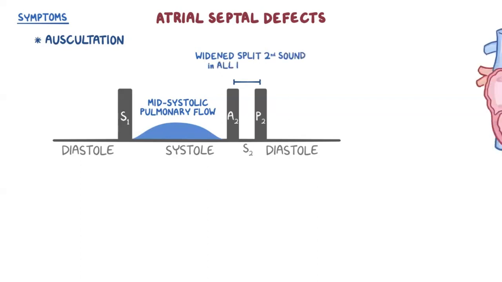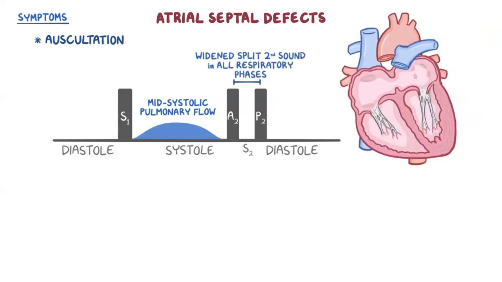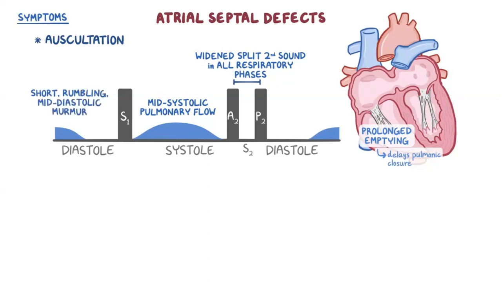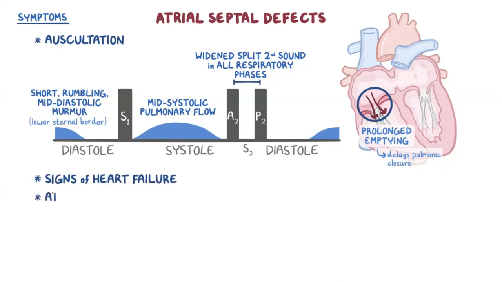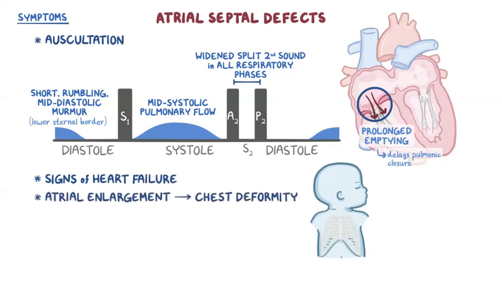heart sound in all respiratory phases, because the extra blood return during inspiration gets equalized between the left and right atria. The widening of the split is due to prolonged emptying of the enlarged right ventricle, which delays pulmonic closure. An additional short, rumbling, mid-diastolic murmur might be heard along the lower sternal border due to increased blood flow across the tricuspid valve. Over time, the individual might present signs of heart failure. In some cases, atrial enlargement leads to chest deformity with transverse depressions along the 6th and 7th costal cartilages, which are known as Harrison grooves.